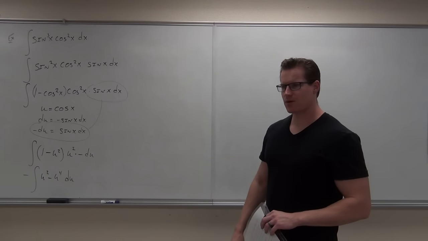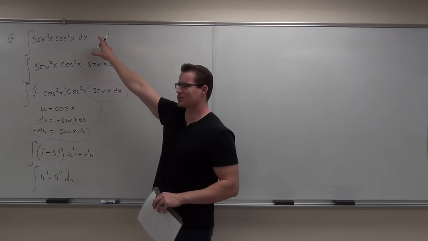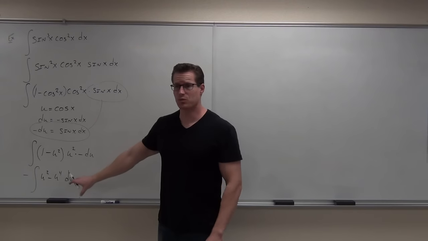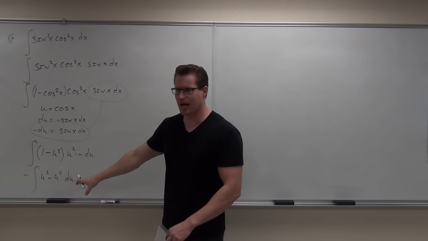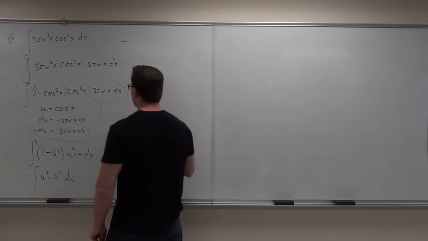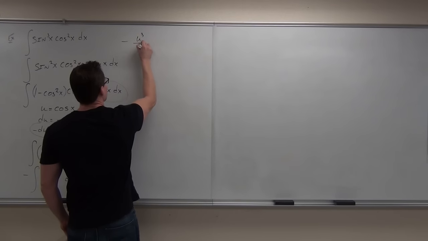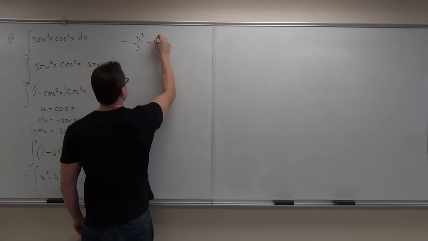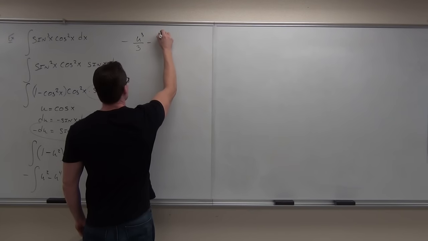You guys okay with this so far? Yeah. We just change a really nasty integral. We go, bam, how am I going to do that? Something really, really easy. This is brilliant. This is nice. So we'll have negative, what's the integral of u squared? U third over 3. Minus what? What is u that? Fourth over. U to the fifth over 5.